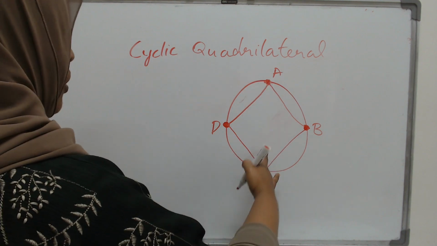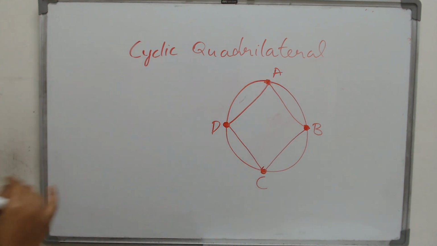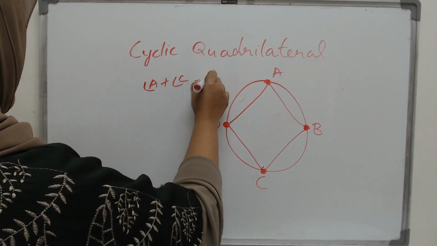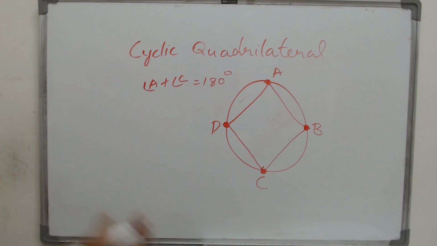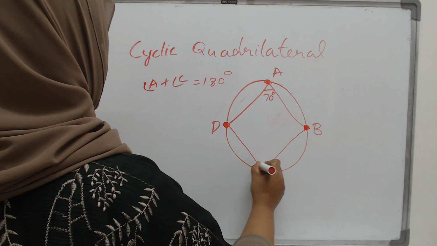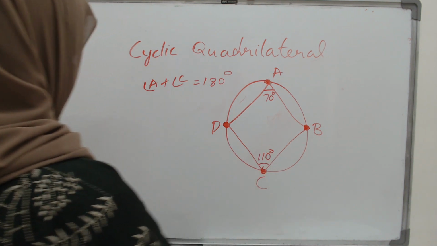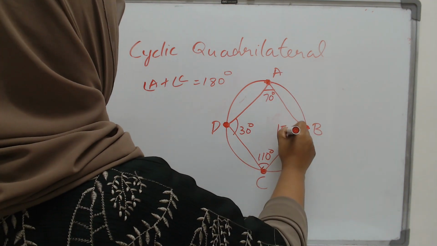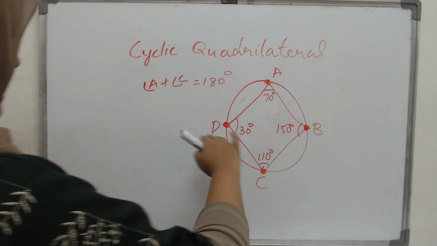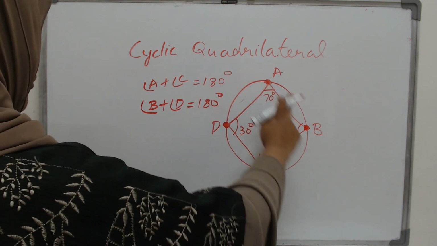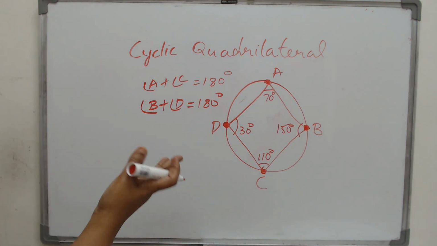The sum of the opposite angles should be 180. That means what? Angle A plus angle C should be 180. Angle D plus angle B should be 180. Or in other words, suppose this is 70, then this has to be 110. And suppose this is 30, then this has to be 150. The opposite angles added should give you 180. But please remember, this is true only when what? All the 4 of them lie on the circle.